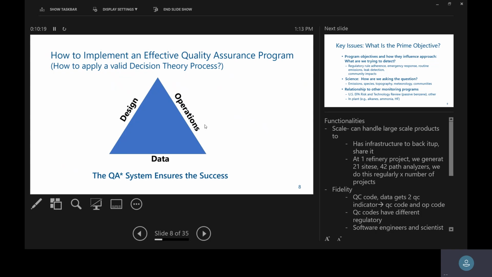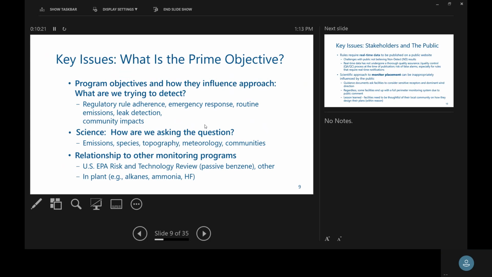It can get confusing until you've really gone through it a lot. So what are the issues in terms of setting up this kind of a program? What's the prime objective? And of course, I always like to reduce this down to how are you asking the question? Because any kind of a measurement, whether it's a single measurement or a whole fence line or community or a country, you're asking a question.